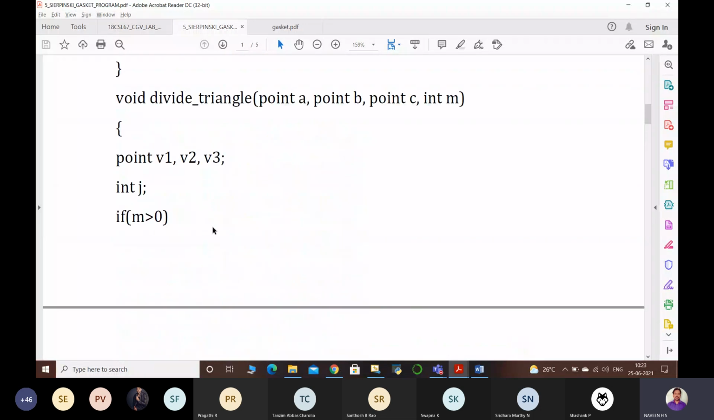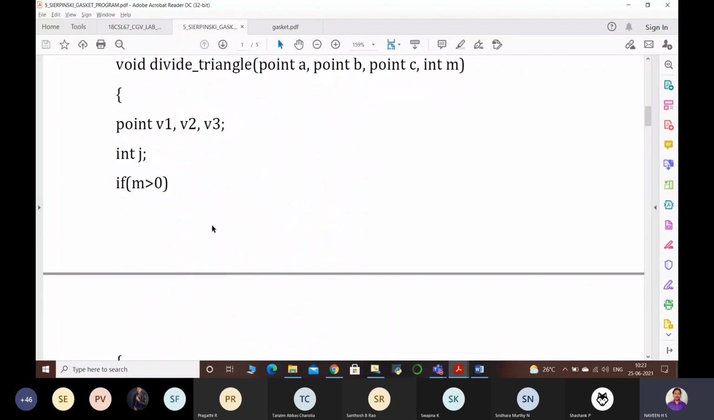Any doubt in this logic? Because the main logic is in this function only. Please let me know. Anyone not understanding this divide triangle function? Because the complete logic is here only. All the other functions are supporting functions.